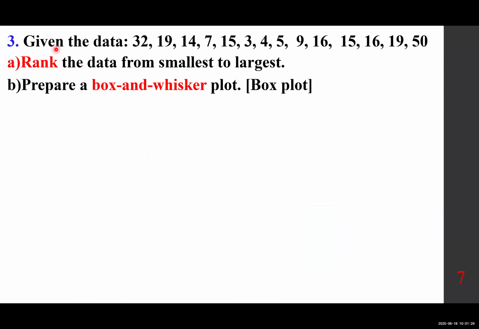Given the data, 32, 19, 14, and so on, rank it from smallest to largest. Now, I want to explain something about this part. When you look at part B, prepare a box and whisker plot, you have to do this anyway. The smallest one is 3, the largest one is 50, so you put them in order. We have 3, 4, 5, and so on. So we put them in order, and that's what we get.